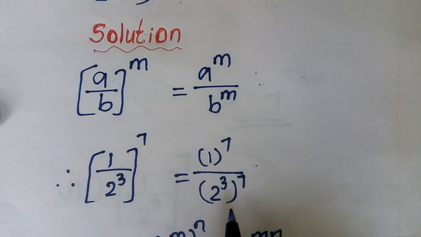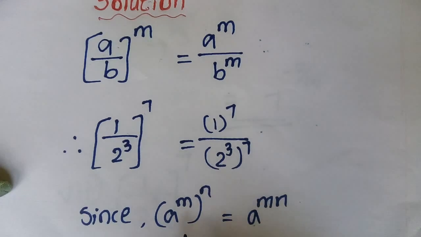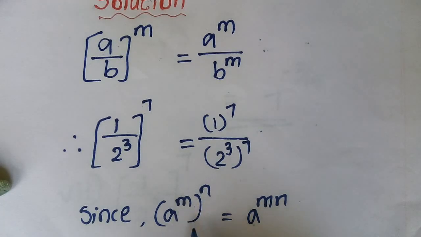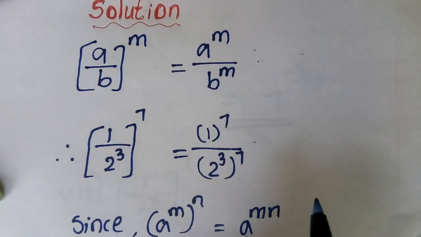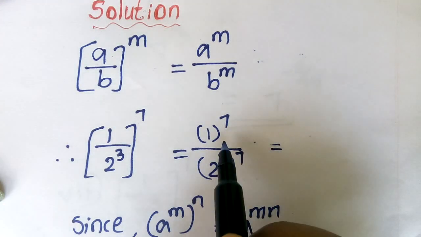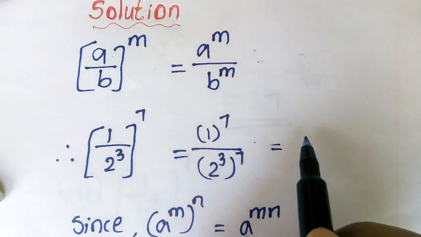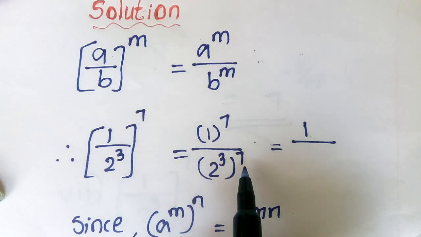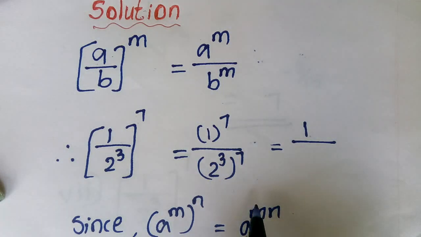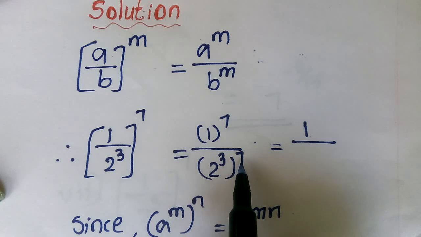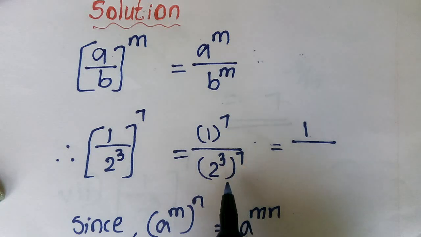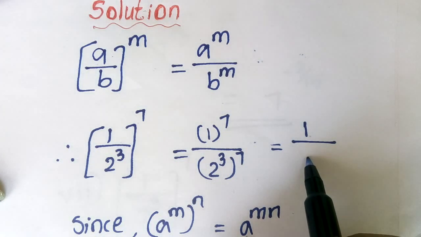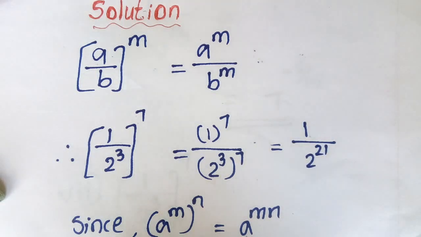Here, if we need to solve the denominator (2 cube) whole to the power 7, we need to apply the law (a to the power m) whole to the power n is equal to a to the power m into n. So, 1 whole to the power 7 is 1, divided by (2 cube) whole to the power 7. We need to multiply the exponents. 3 into 7 is 21. So (2 cube) whole to the power 7 is equal to 2 to the power 21.